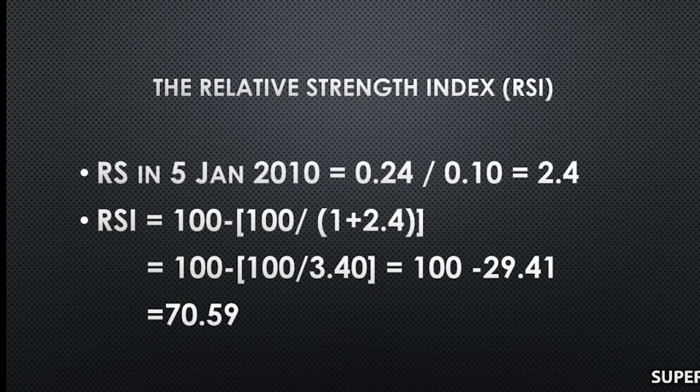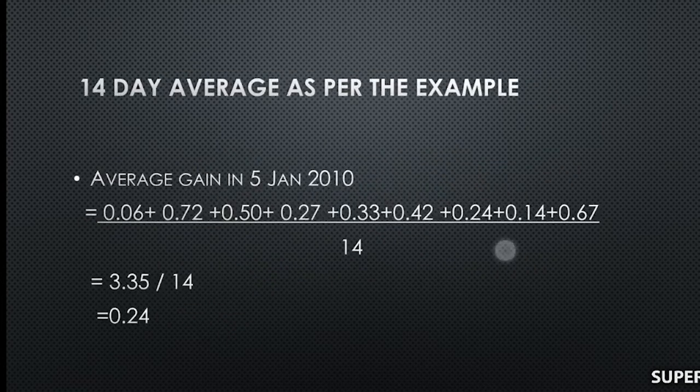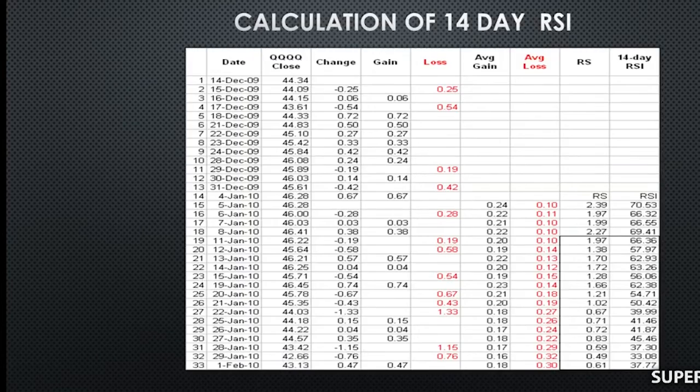Then the relative strength index can be calculated by applying the equation 100 minus 100 divided by 1 plus 2.4. That is RS. Okay. So on 5th January 2010, the relative strength index is equal to 100 minus 100 divided by 3.40. That's equal to 100 minus 29.41. That's equal to 70.59. Okay. So we have got this relative strength index for 5th January.